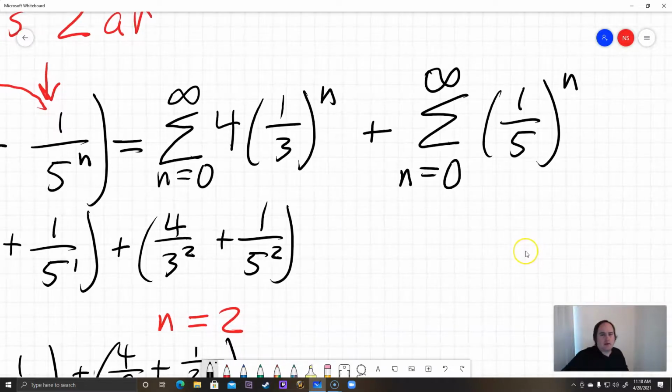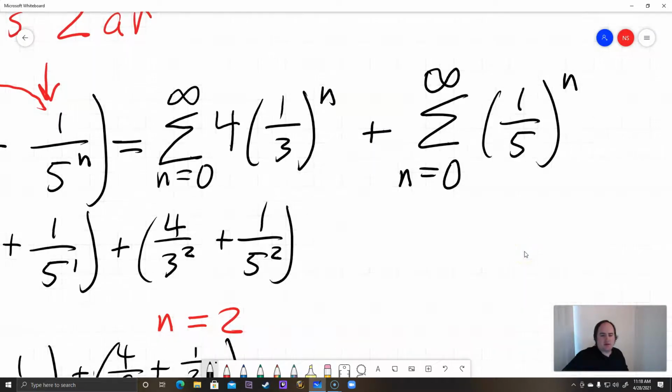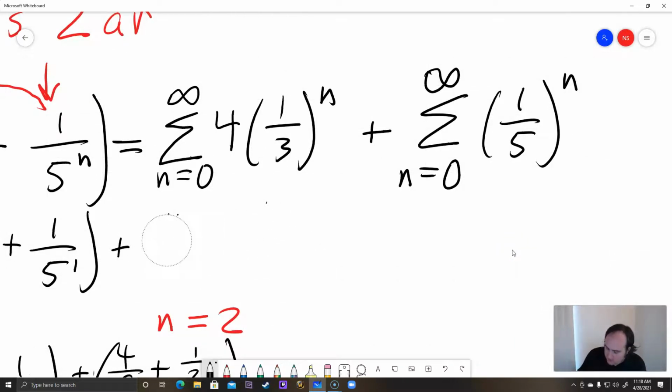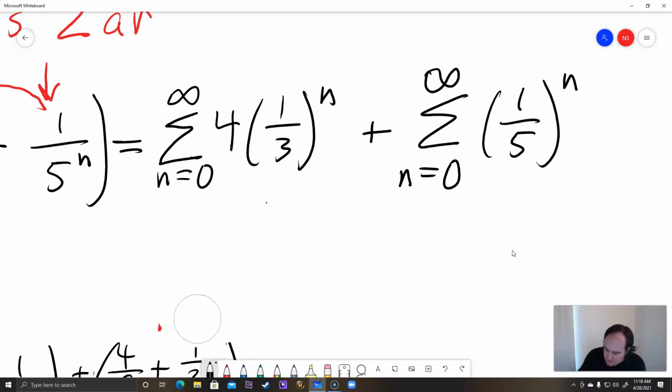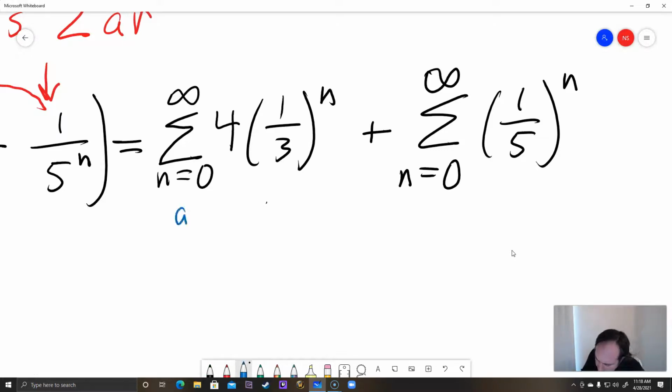Okay, and now that these are both geometric series, we can go ahead and calculate each of their sums separately, and then we'll add them up. Even though there's two of them, each one is a geometric series. So for each one, we're going to need to label what A and R are, and then we'll plug them into the formula. For this first one, we can see that A equals 4 and R equals 1/3.